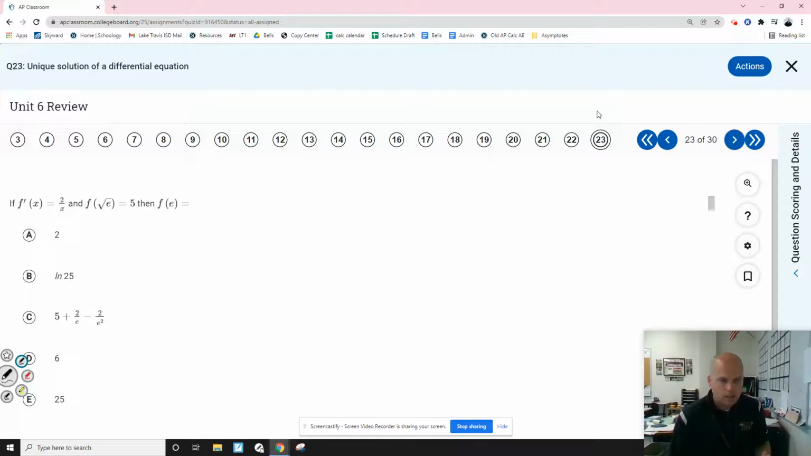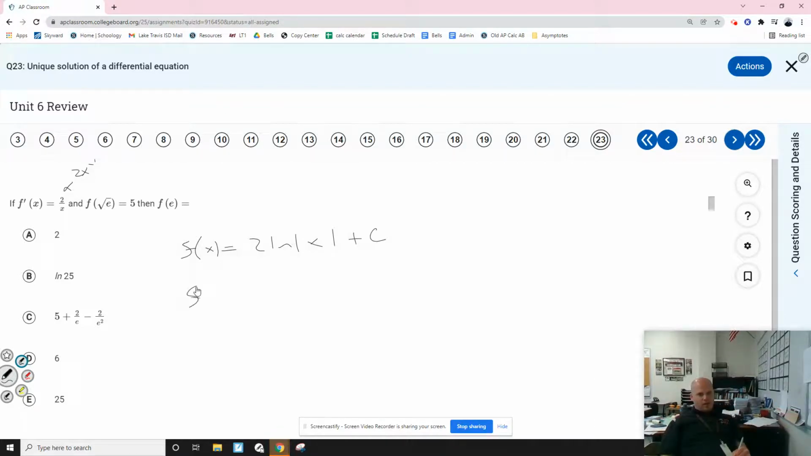All right. Number 23. 2 over x. Okay. Well, f is 2 log absolute x. I know that. This is 2x to the negative first. The power rule does not work for a -1 power. Don't forget your plus c. F of root e, which is e to the 1/2, equals 5.